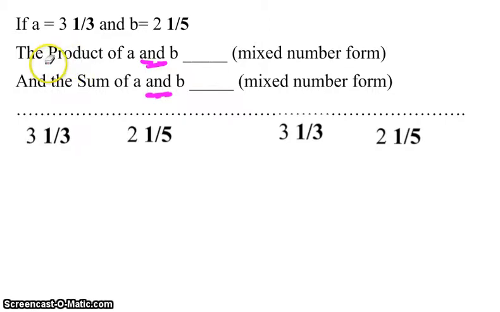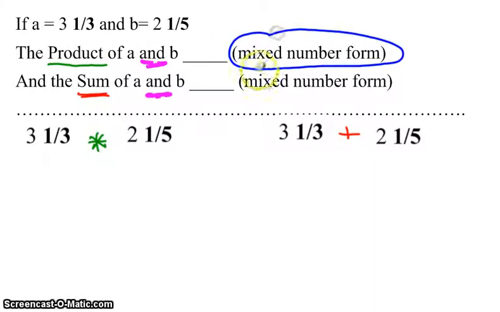The first problem asks for the product. That's a multiplication problem. And the sum would be an addition problem. So we're going to multiply and add these two mixed numbers. Notice the answer is required in mixed number form, yet you do not want to use mixed numbers in the process of finding the answer. You need to change these into improper fractions.